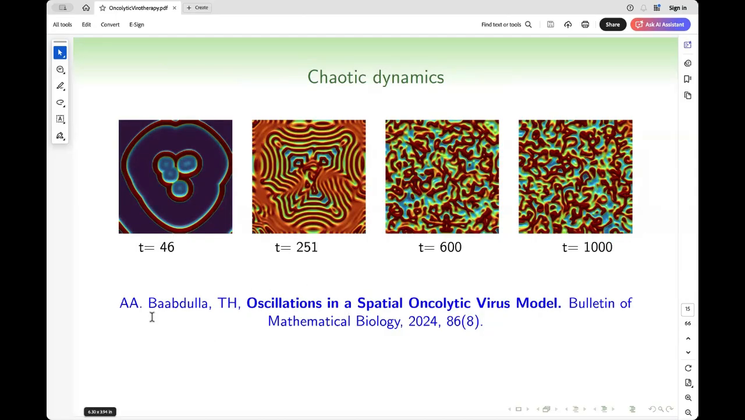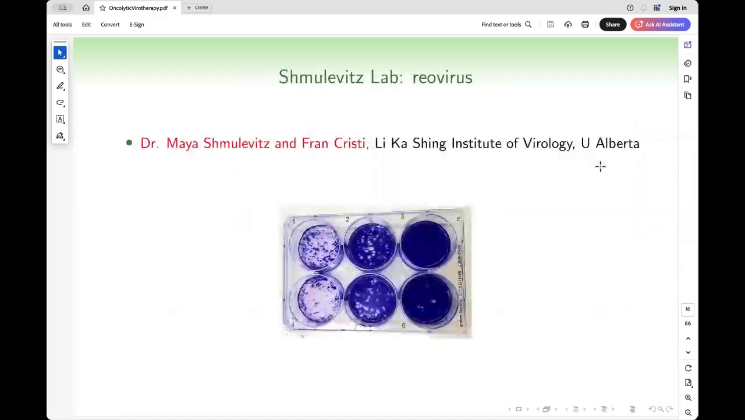And this was published together with Abdullah in the Bulletin of Math Biology. And now my student Tejas is analyzing these patterns and trying to find spiral waves, if spiral waves are possible here.